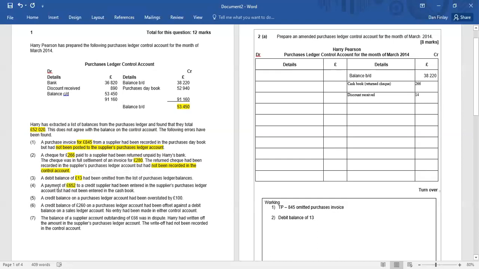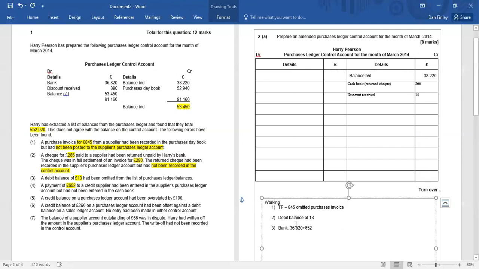So it's been entered in a T account, but has not been entered in the cash book. So this bank figure here should be bigger. We should have bank at 36,820, but we need to add on that 652. So I'm not going to put this in here yet in case there's any more adjustments.